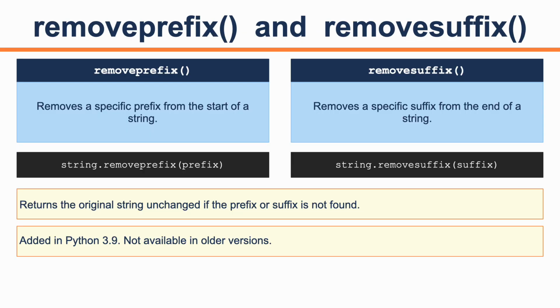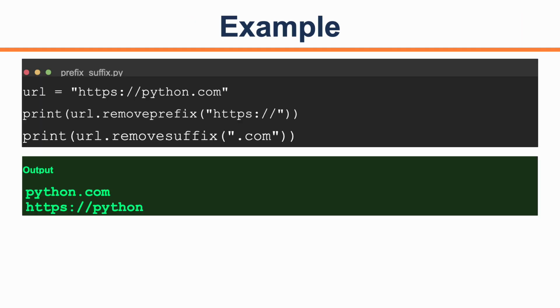The removeprefix method removes a specific prefix from the start of a string. The removesuffix method removes a specific suffix from the end. Both were added in Python 3.9 and return the original string unchanged if the prefix or suffix is not found. Here we store a URL string in a variable called url. Calling removeprefix with https removes that prefix from the start. Calling removesuffix with .com removes that suffix from the end. Each method only removes the exact text you pass in.